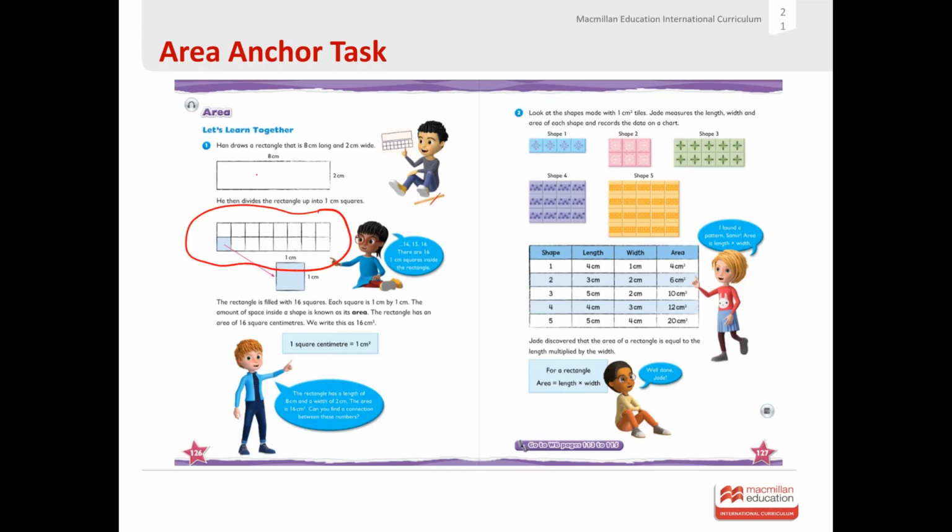So what I might do, I might just show them this picture and ask them, can you divide them into 1 centimeter squares? Is that possible on your paper? Get a ruler and try it out. How many squares can you divide your rectangle into? So they might have different rectangles.